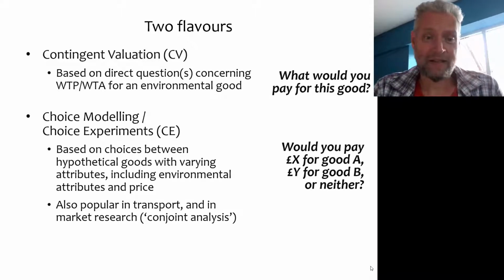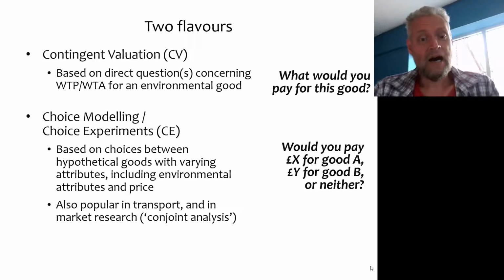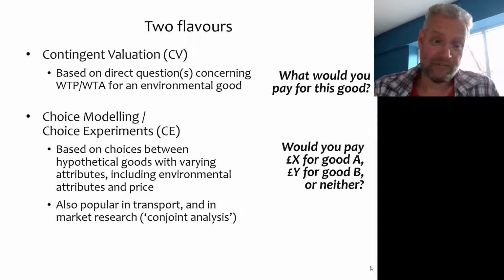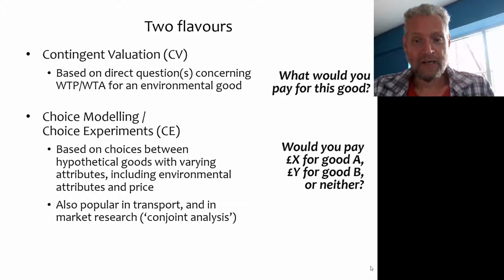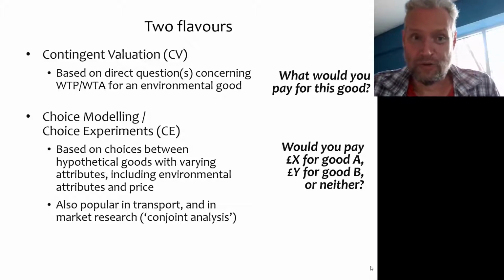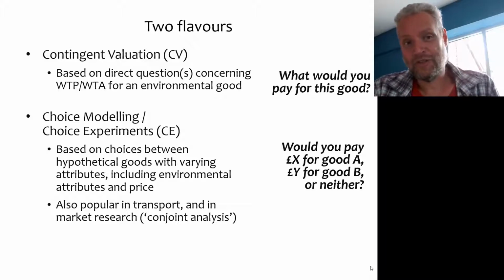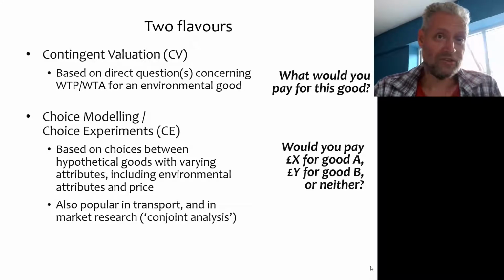Choice modeling methods or choice experiments are based on choices between hypothetical goods with varying attributes, including, of course, attributes that relate to the environment, that's what we're interested in, and their price, because that is how we derive the value. And this is not a survey format, but much more a supermarket format. Would you pay X pounds for good A? Would you pay Y pounds for good B? Or would you rather walk out? And this is what you do in the supermarket.